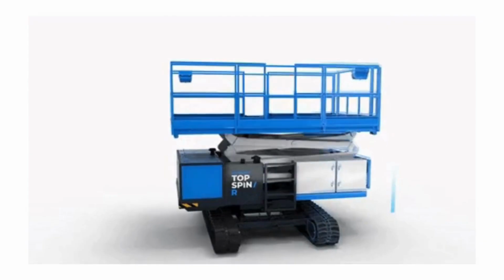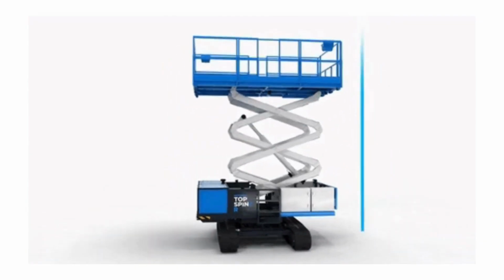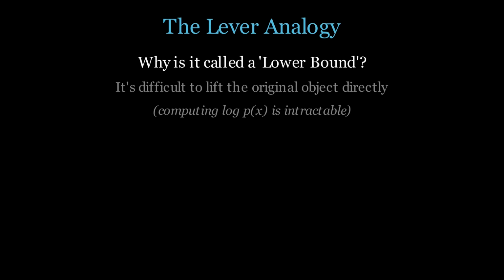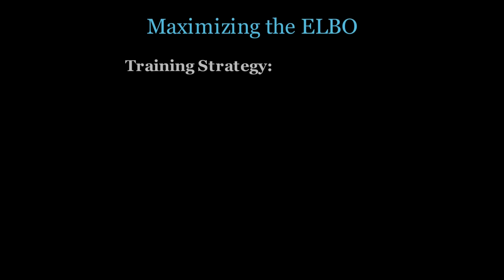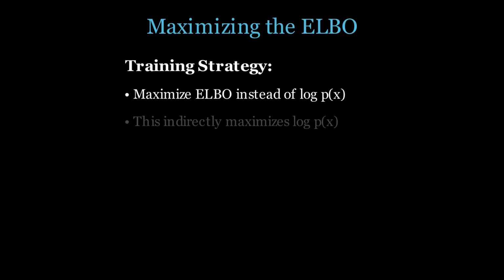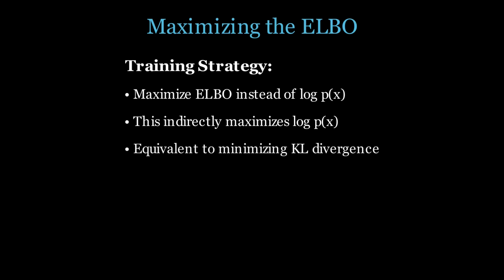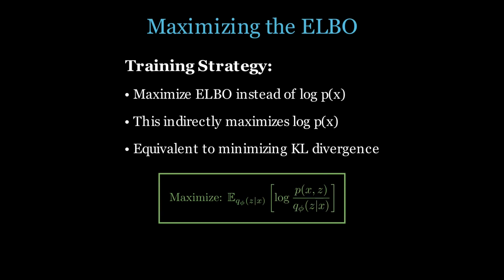Why is it called a lower bound? Think of it like a lever. It's difficult to lift the original object directly, just as computing log of p of x is intractable. But with the lever, we can apply force at a different point. The ELBO on the left is computable, and by maximizing it, we indirectly push up the intractable log p of x on the right. So here's a training strategy. Instead of trying to maximize log of p of x directly, which is intractable, we maximize the ELBO. This indirectly maximizes log of p of x and is equivalent to minimizing the KL divergence between our approximation and the true posterior.